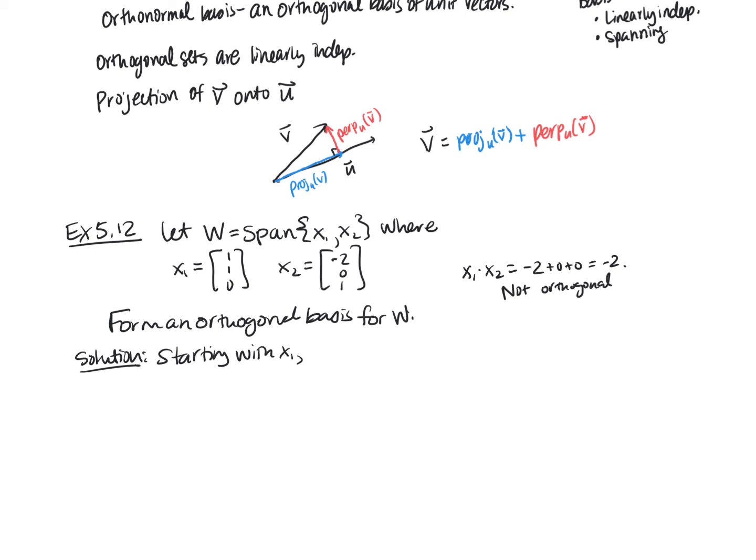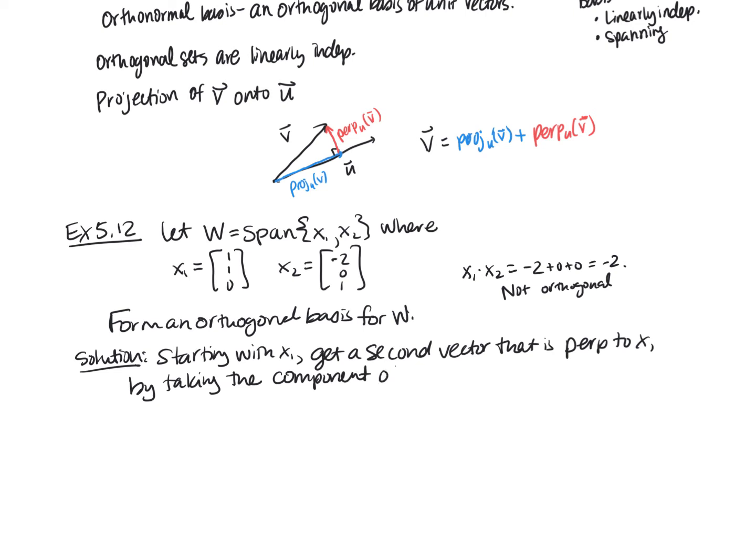I want to get a second vector that is perpendicular to x1 by taking the component of x2 that is perpendicular to x1. Okay, and so how do we find that perpendicular bit?